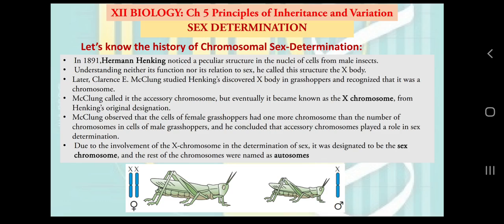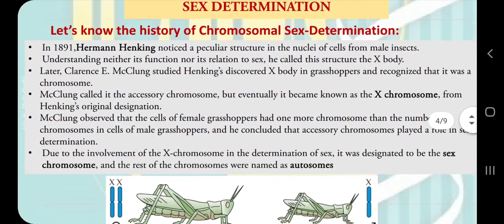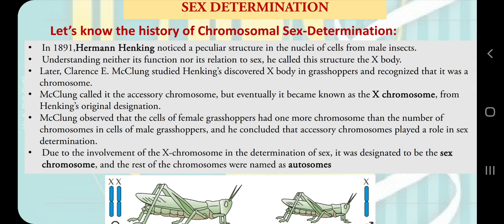So let's know the history of chromosomal sex determination. In 1891, Hermann Henking noticed a peculiar structure in the nuclei of cells from male insects. Understanding neither its function nor its relation to sex, he called this structure the X body. It means when Henking in 1891 discovered one thing in the nucleus of an insect cell, he named it X body, but he was not aware of the function of that structure.